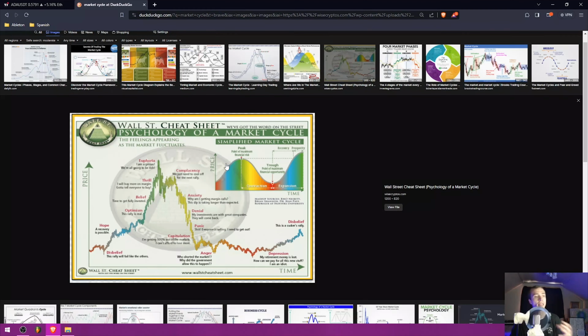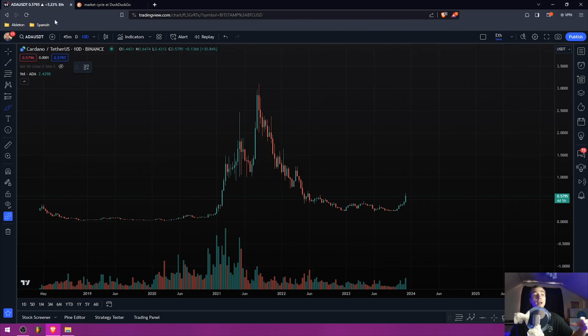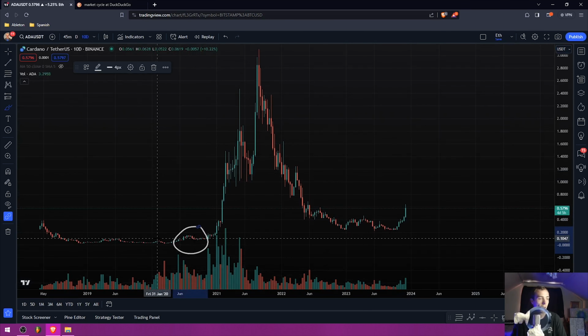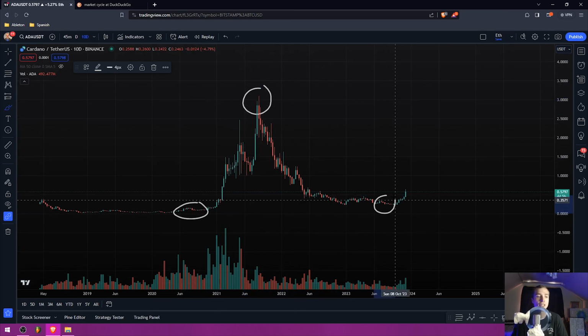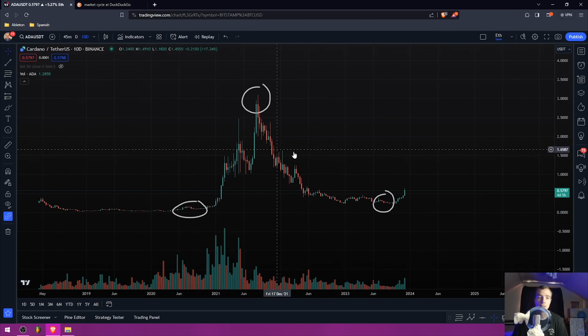Where are we at right now? And how can we use this Wall Street cheat sheet chart to position ourselves, if not perfectly, very good in the cycle? And you can see here that this right here is the disbelief phase. You can see that price started to rise, it comes down, people are in disbelief down there. Then you get euphoria up here and depression at the very bottom of the chart.